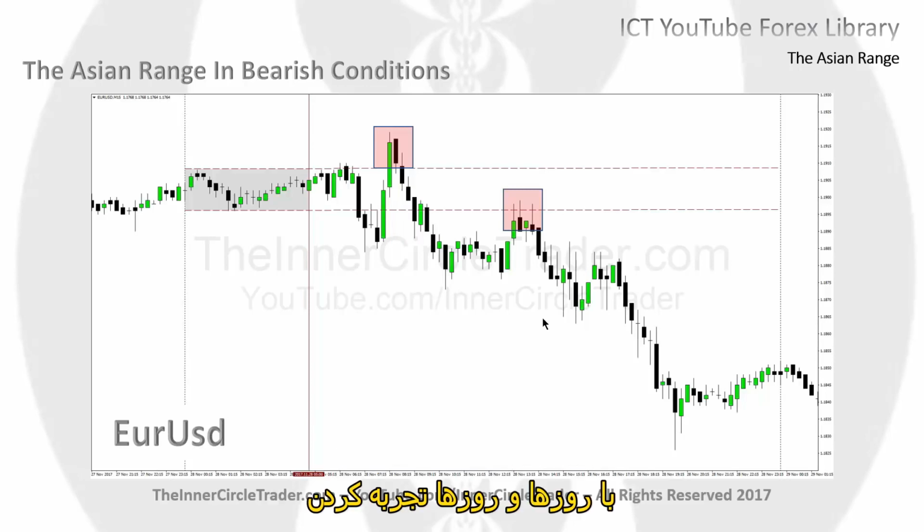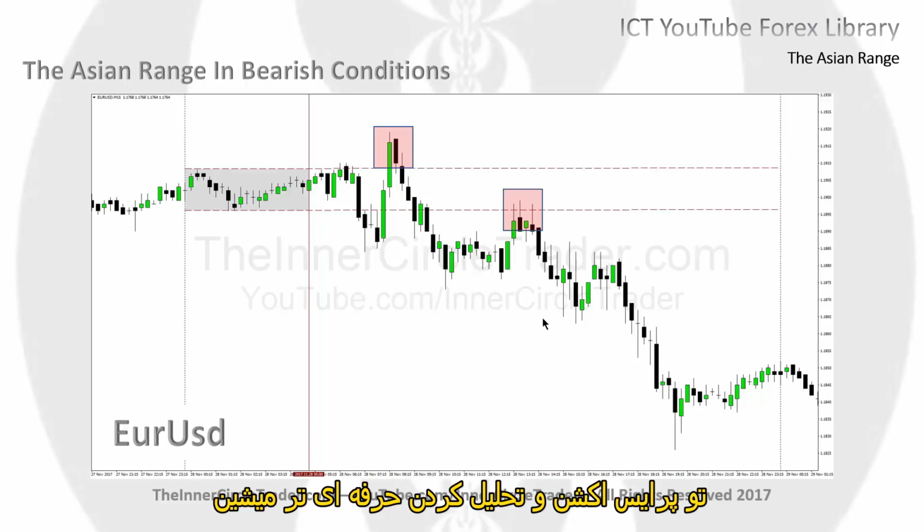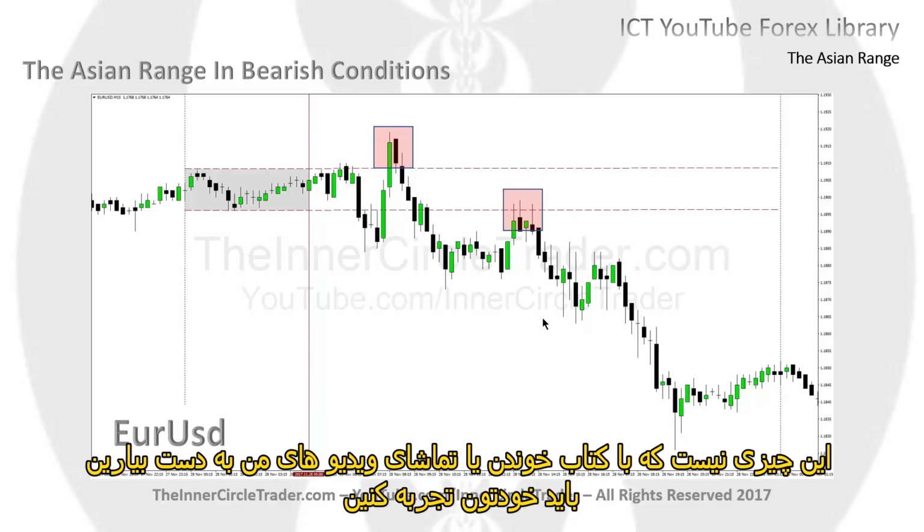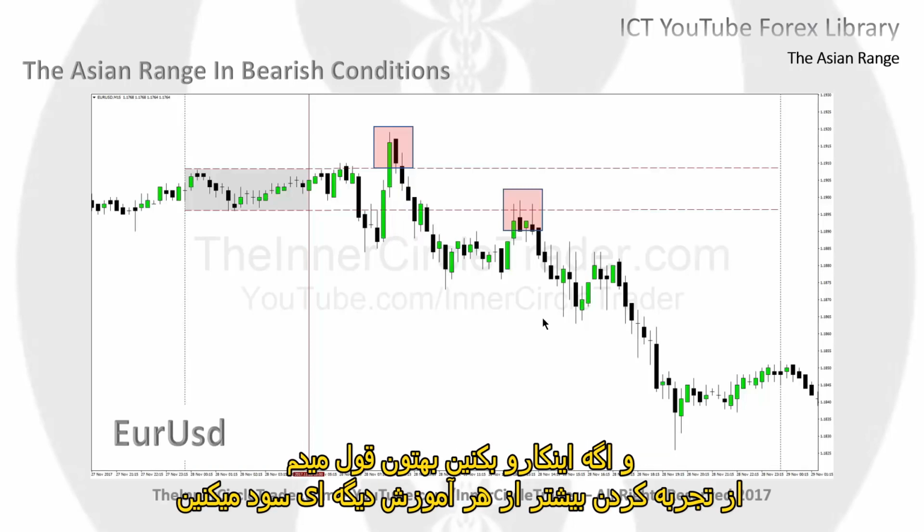And by seeing day after day after day of doing this, you become much better at interpreting price action and forecasting, which is a skill set that you cannot learn from reading books or watching my videos. You have to spend time in the charts. And if you do that, I promise you, you will glean more from that than anything else that you would ever study.